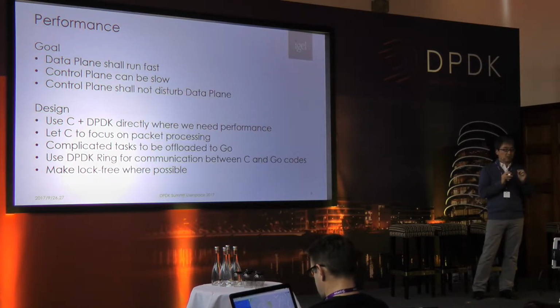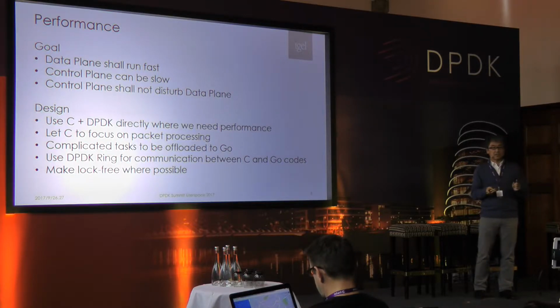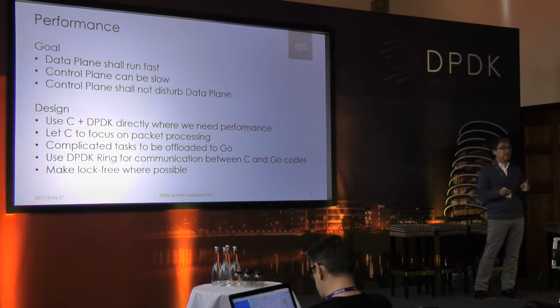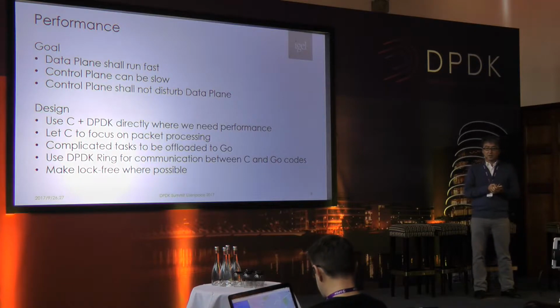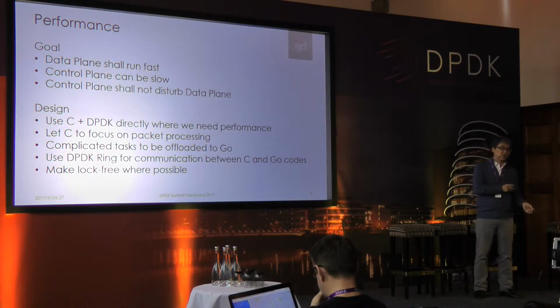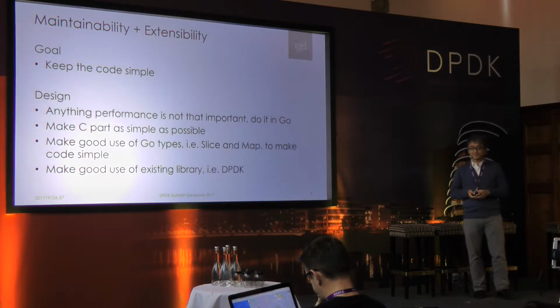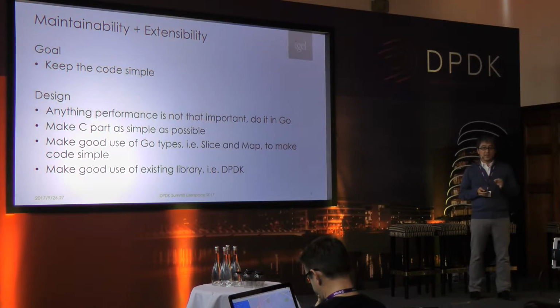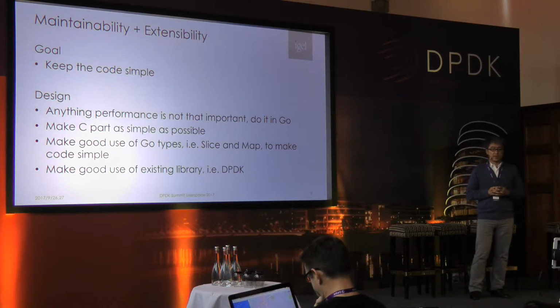At the same time, we have to make C and Go communicate with each other. For that, we decided to use a DPDK ring for this communication, and make it lock-free where possible. I think we managed to do this by making use of the DPDK ring feature. And from the maintainability and extensibility perspective, we want to make the code as simple as possible.